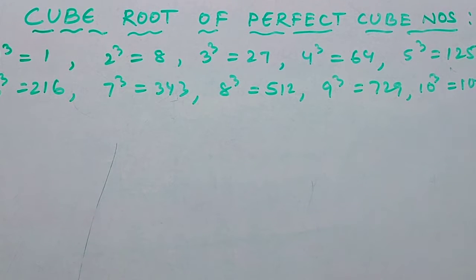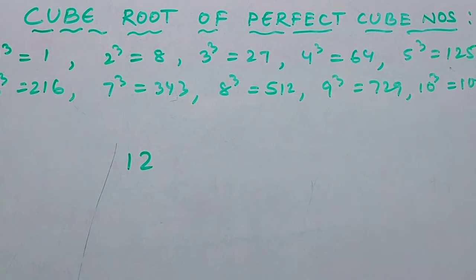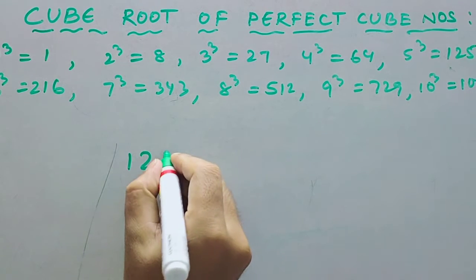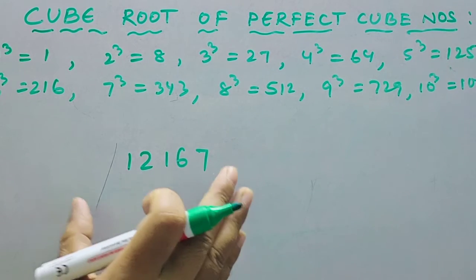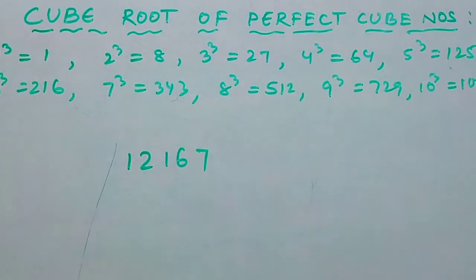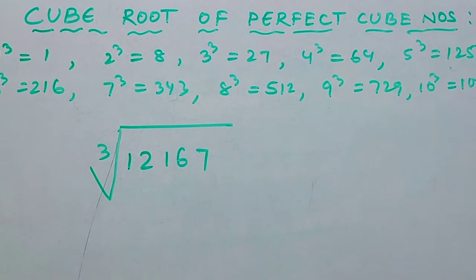Okay, what you are going to do is, first of all, suppose one number is given like this: 12167. I want to find the cube root of this number. I told you this method is only for perfect cube numbers.